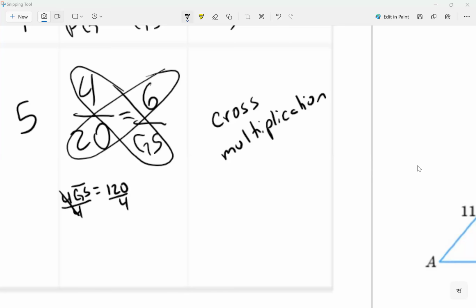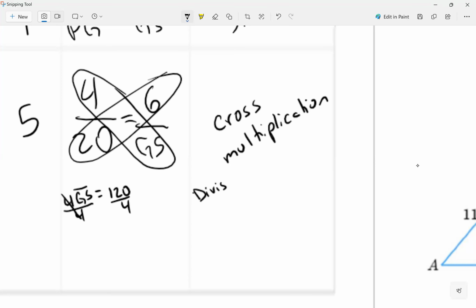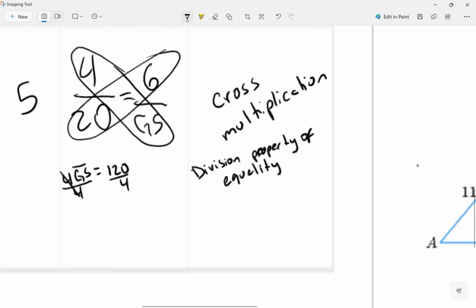So let me call this division. I'm dividing on both sides. So when we do it on both sides, that is called property of equality. If I was adding the same thing on both sides, I would call it addition property of equality. If I'm subtracting the same thing, subtraction property of equality. In this case, division property of equality. So that gives me that the segment GS is equal to 30.